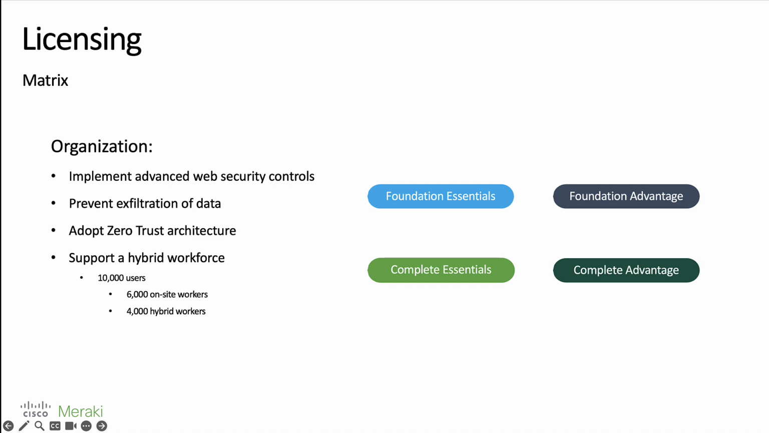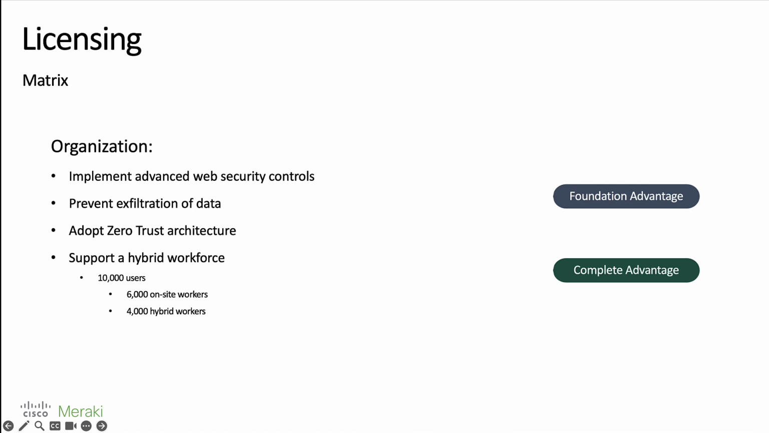Now, looking at these requirements, the implementation of advanced web security controls could just be summed up in the functionality that we have within the Secure Internet Gateway, but the prevention of exfiltration of data seems like it would fall in line with, say, data loss prevention, which is only available in the Advantage tier. As we're unable to mix and match between Essentials and Advantage, we can start to exclude the licenses that fall under Essentials.